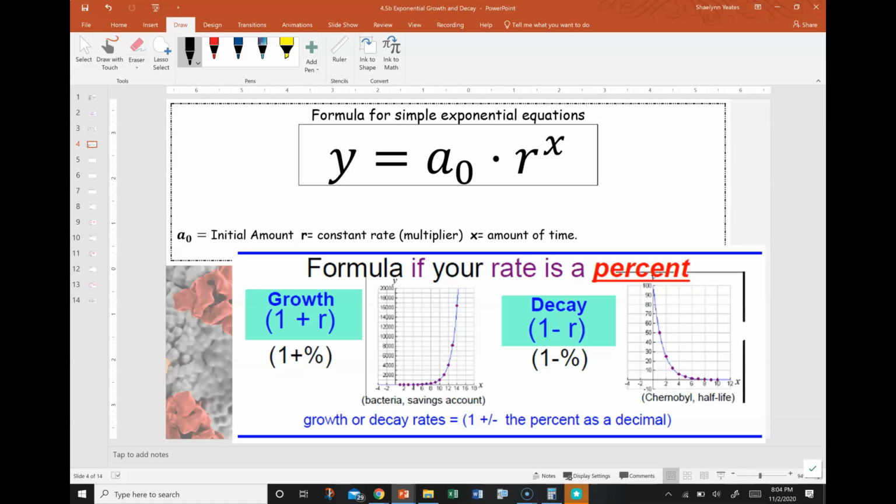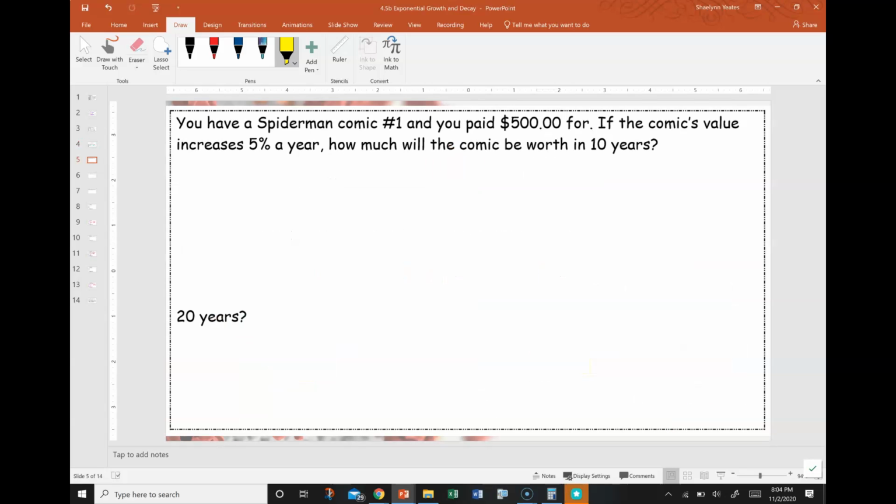All right. So let's take a look at some of these equations. So remember, A naught means initial amount or starting amount, how much we start with, times r to the x. R being our rate, x being the amount of time that has passed. So our formula, if you find the rate as a percent, if we're adding it, it means there was growth. If we're subtracting it, it means there was decay. Hopefully you've picked up on that.